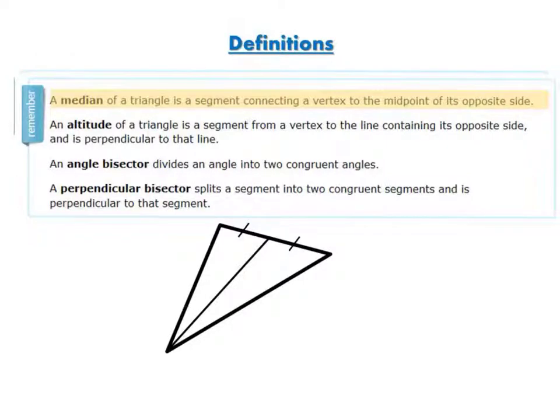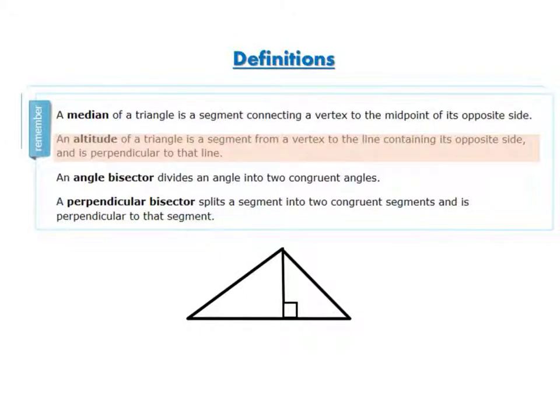Okay, your first definition is a median. The median of a triangle is a segment that connects a vertex to the midpoint of its opposite side. Notice it divides the opposite side into two congruent segments. And it could be either one. I could cut this side or I could cut this side, but it would cut it into two congruent segments, and it always starts at a vertex.